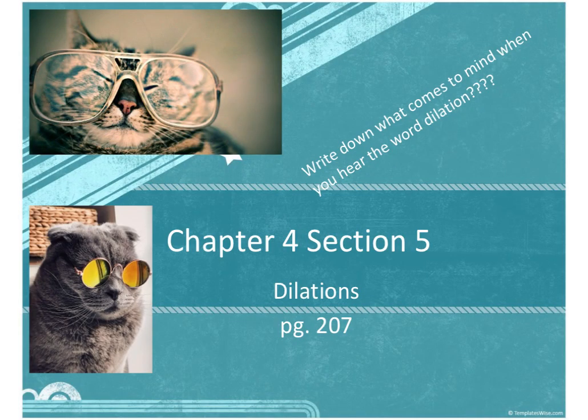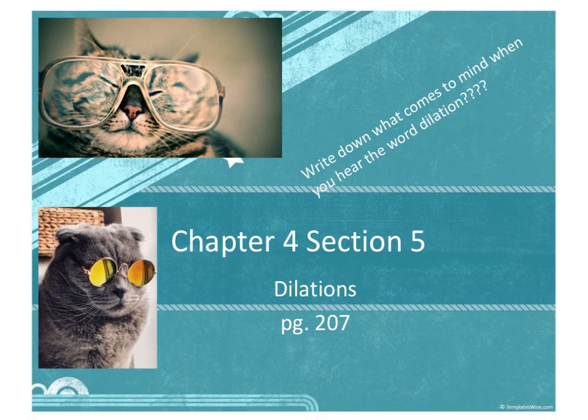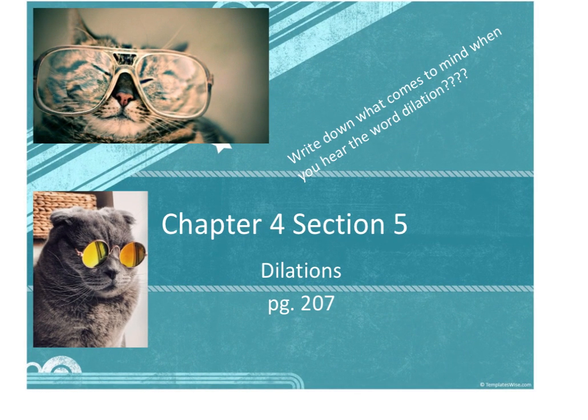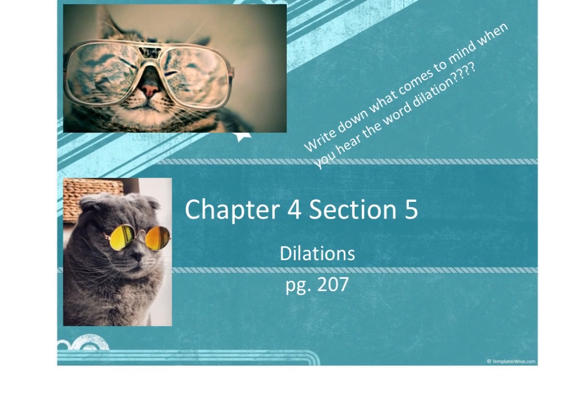This is lesson 4.5, chapter 4. So this section is all about dilations, okay? And I want you to write down a few things that come to your mind when you hear the word dilation. Me personally, I think of the eye doctor, because I think of when I get my eyes dilated. Now, when you dilate your eyes, the pupil gets really, really big, or it enlarges. That's all a dilation is. You're either enlarging an image or you're shrinking or reducing it.